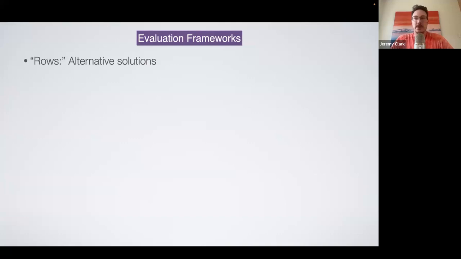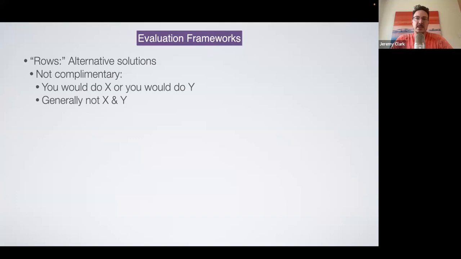Okay, so the rows are going to be the solutions that you're comparing. The main thing about the rows is, first off, they should actually be alternatives to each other. If in row 1 I have solution X and solution Y, it's not the kind of scenario where maybe you do both X and Y. You're either doing X, which gives you one way of doing it, or you're doing Y.